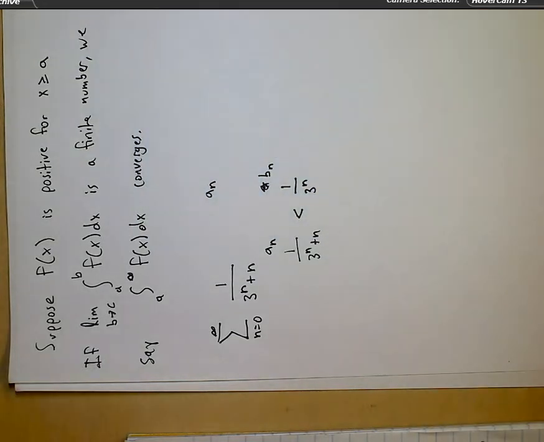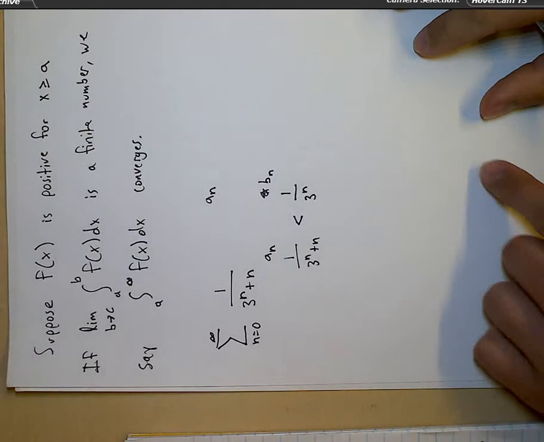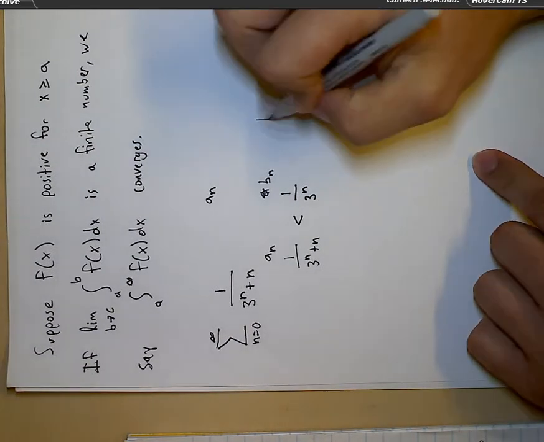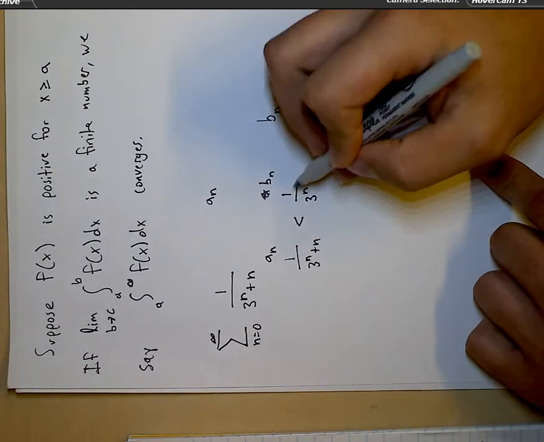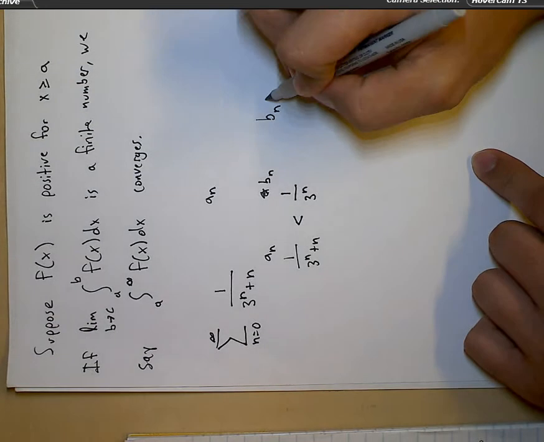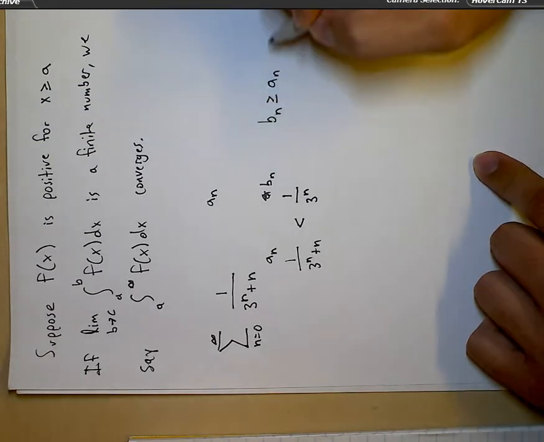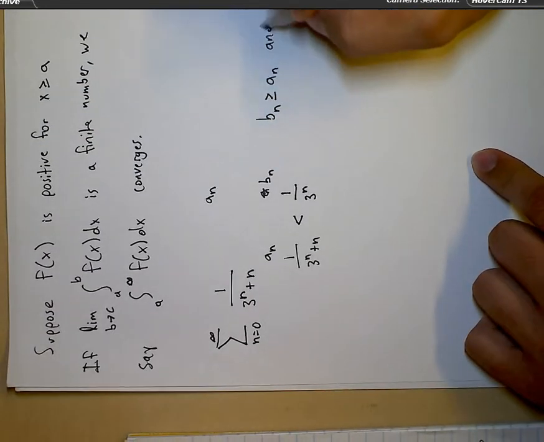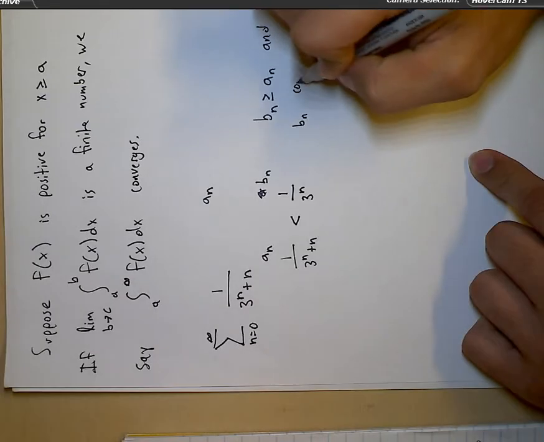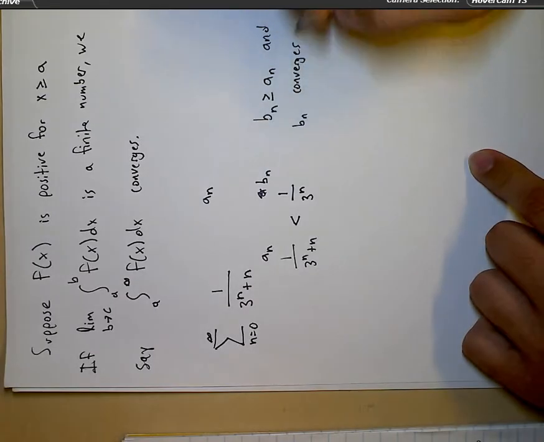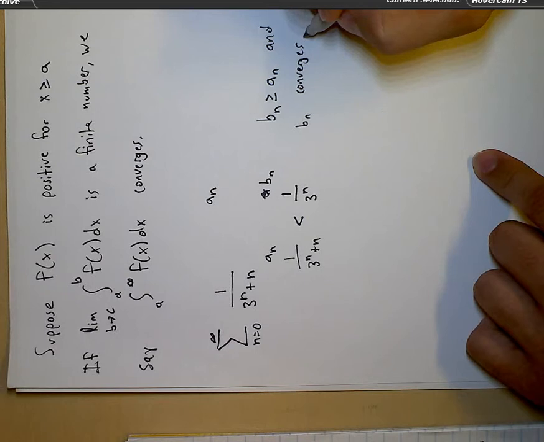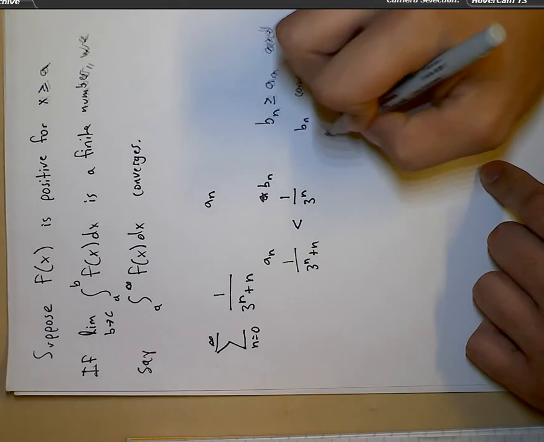Now, one of the stipulations of the comparison test states that if we have b sub n, 1 over 3 to the n, that is greater than or equal to a sub n, and we know that b sub n converges, then by the comparison test we know that a sub n also converges.